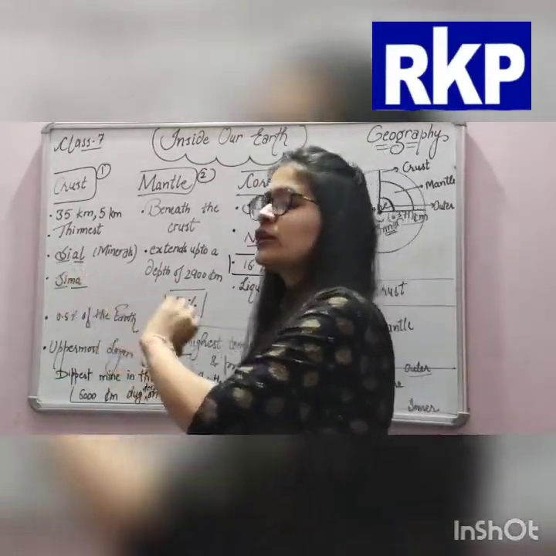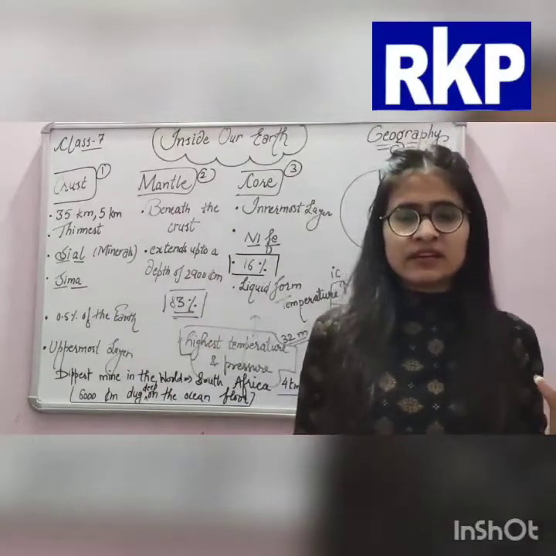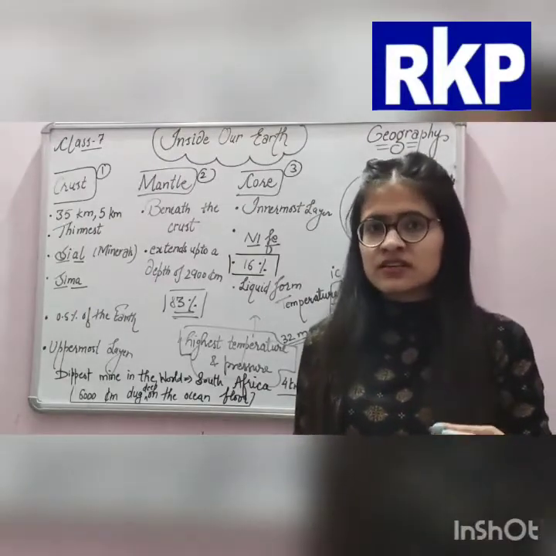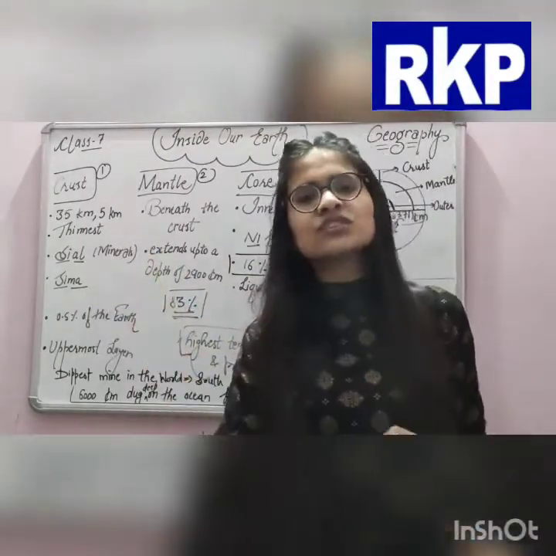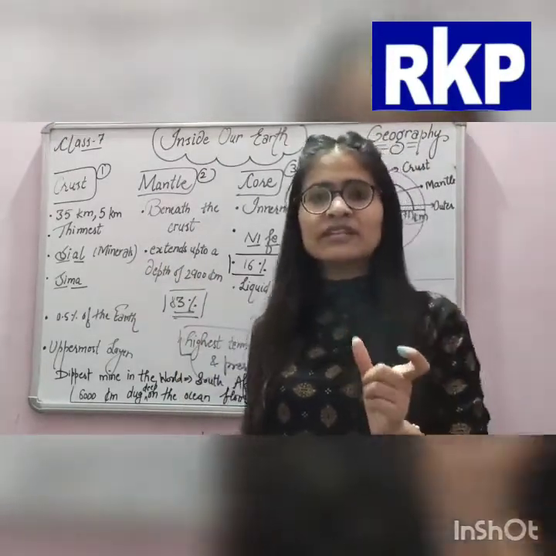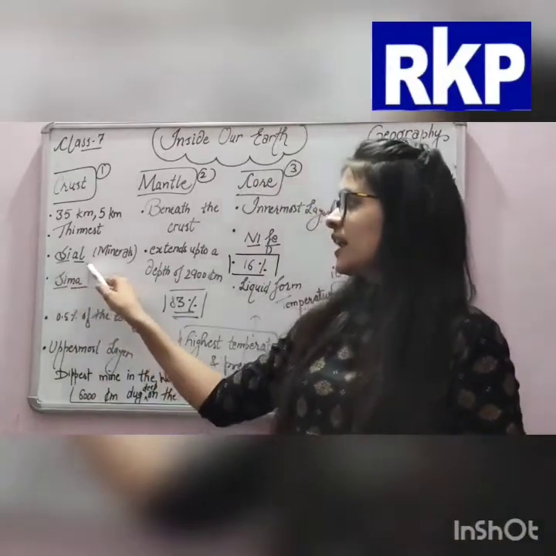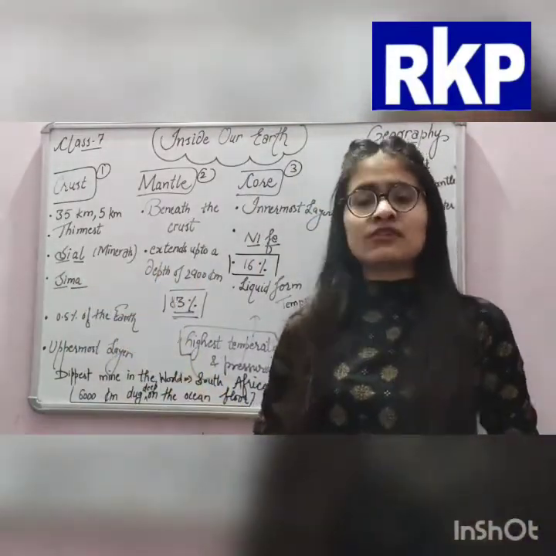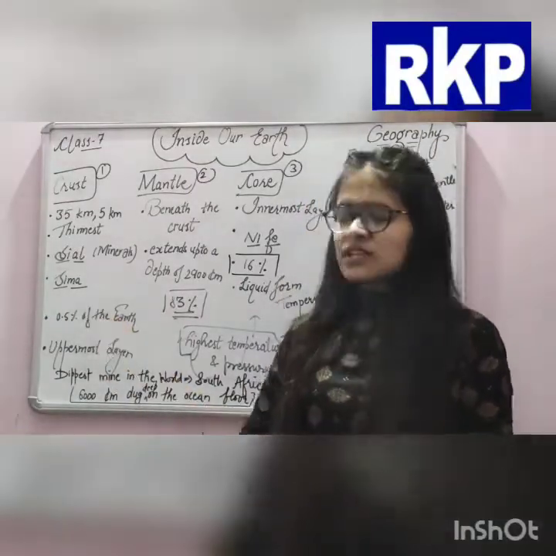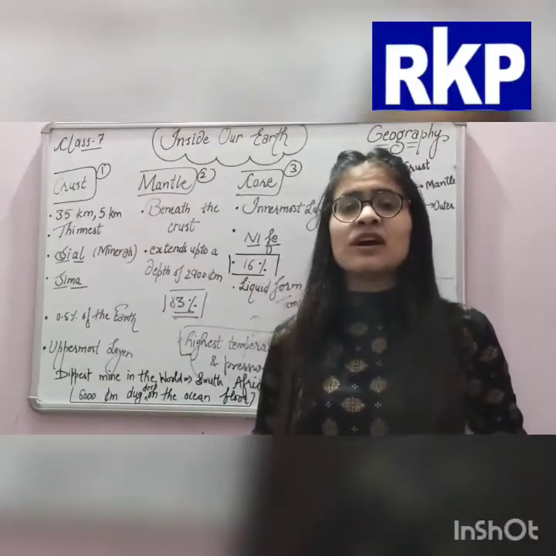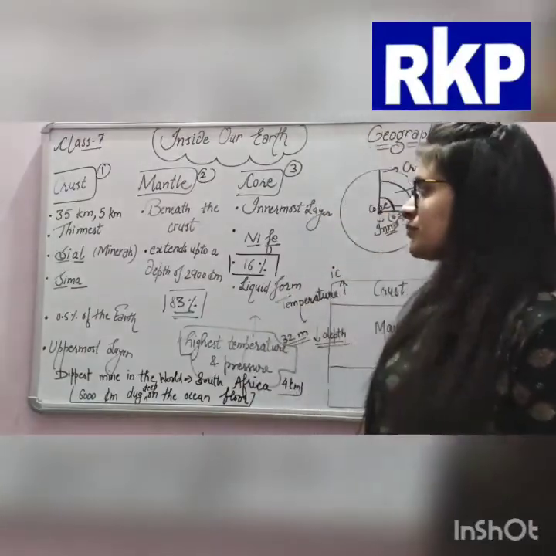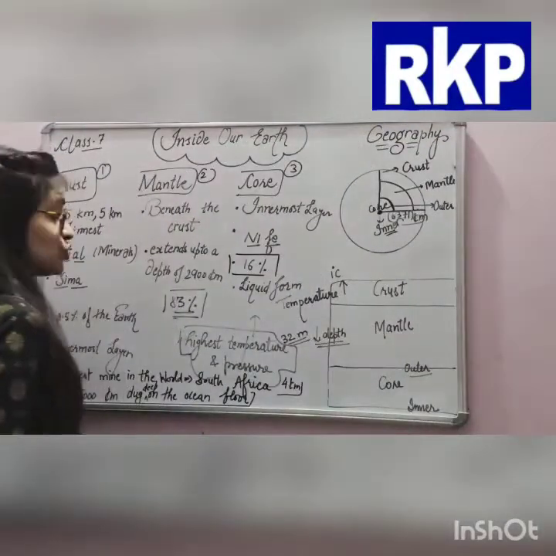I told you that the 35 kilometer layer is on the continents. So the continents' crust is made up of Sial, and the ocean floor is made up of Sima. Sima means Si for silica and Ma for magnesium. From silica and alumina the continental crust is made, and from Sima, that is silica and magnesium, the ocean floor is made.